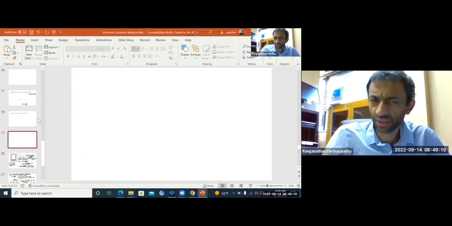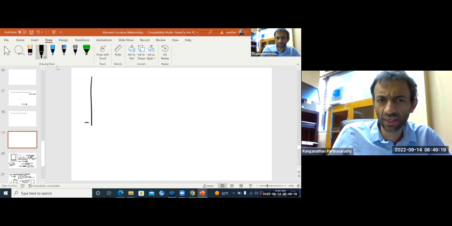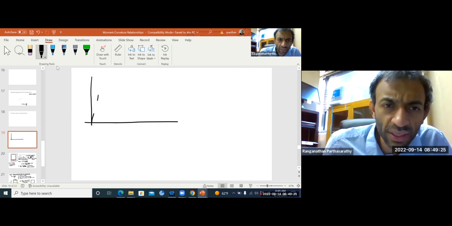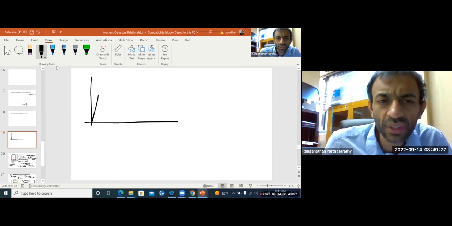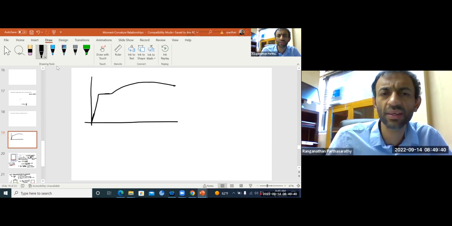So what did we say? Your steel will have a stress-strain relationship like this. This is for the material, steel. Now, initially linear, then yielding, then there is strain hardening, and finally softening and failure, right?